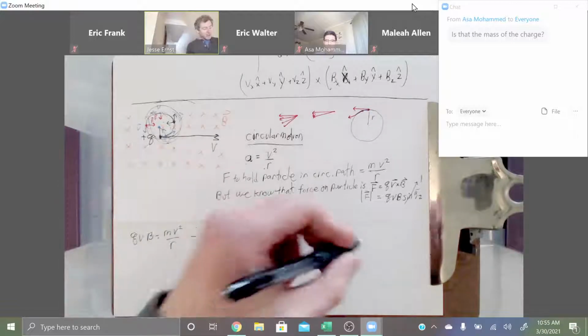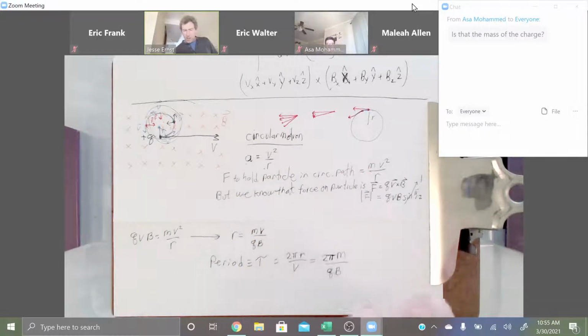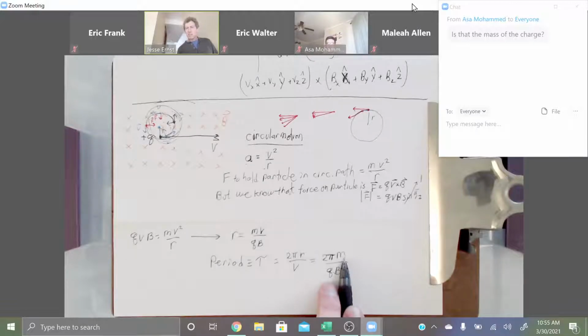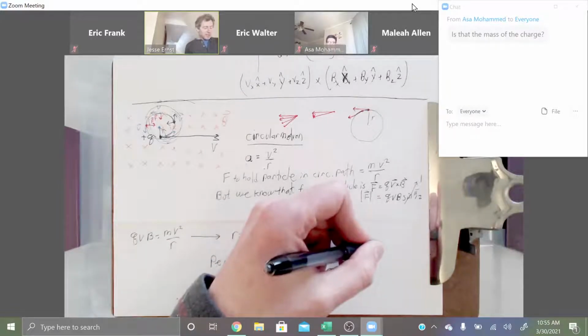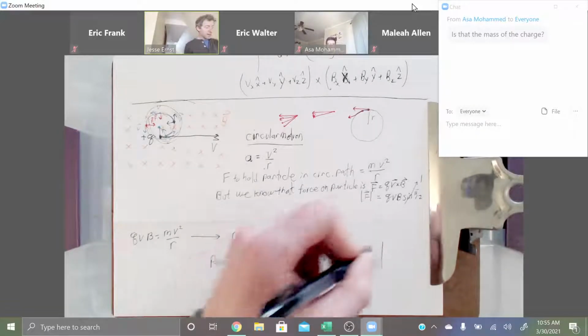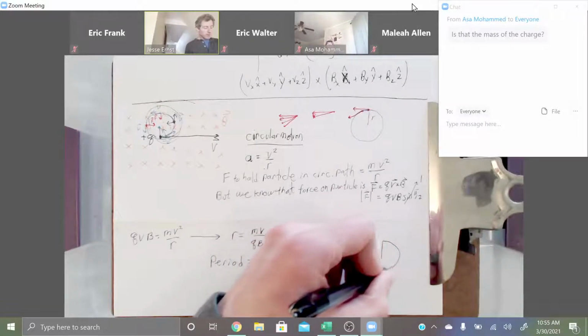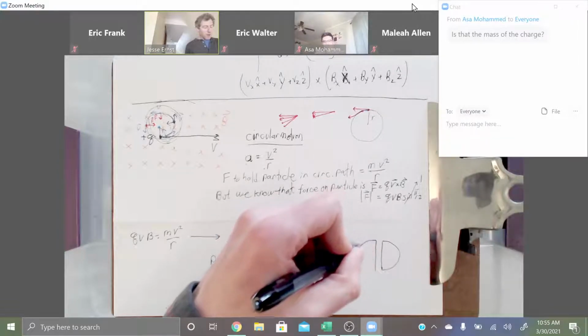And that actually has huge applications, and we'll talk about this more in a little bit. Hold on. Is that the mass of the charge? M is, yeah, M is the mass of the charge. Right. And this actually has a lot of applications in that most particle accelerators, circular particle accelerators function on this property.